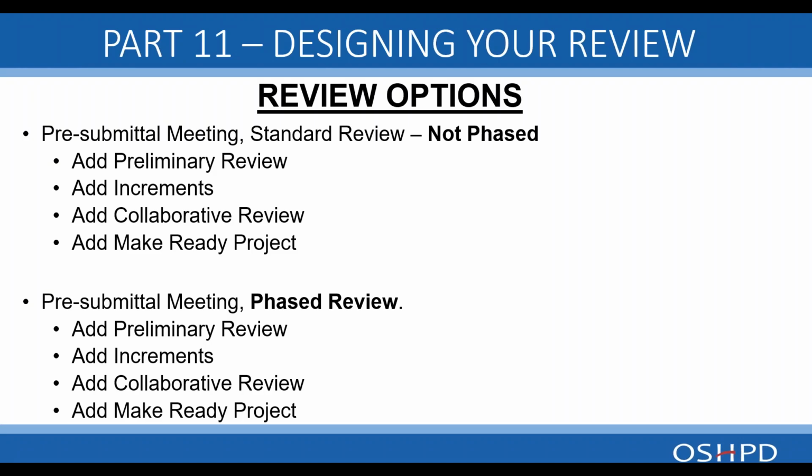The other option is a pre-submittal meeting with a phased review. Now, with a phased review, again, you could do a preliminary review early on, up to a year in advance of the main submittal, to get feedback and help with the design of the project. You again could add increments. You could do a phased collaborative review, which gives you the benefits of the collaborative workshops as opposed to just a phased review with just plan exchange meetings.